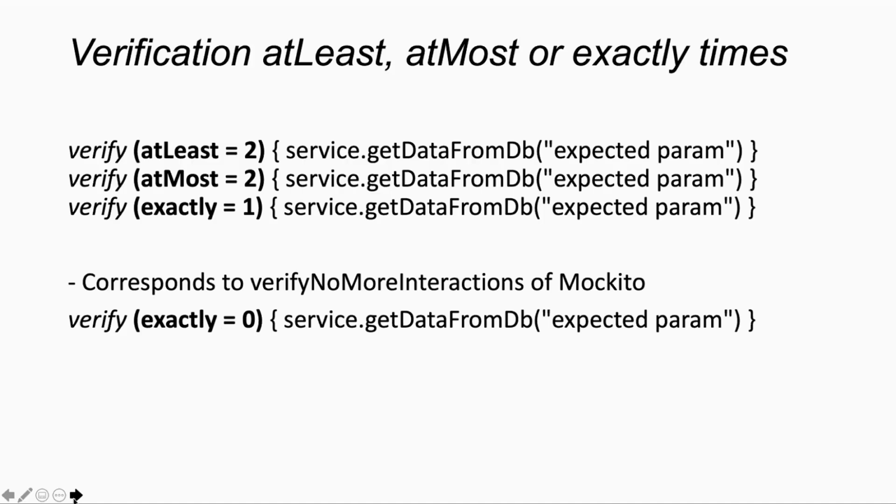Now moving on to verifying at least, at most, or exactly number of times. In Mockito, we used to use the times property for that. But here in MockK, we use atLeast = 2, atMost = 2, exactly = 1 for checking at least, at most, and exactly. And in Mockito, we had verifyNoMoreInteractions. Corresponding to that in MockK, we have verify(exactly = 0).